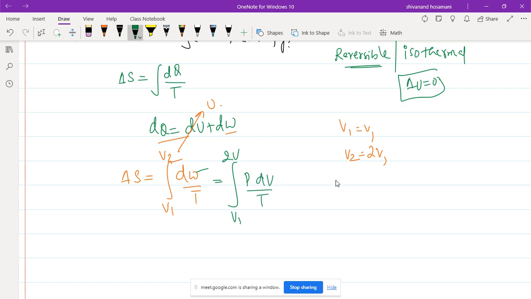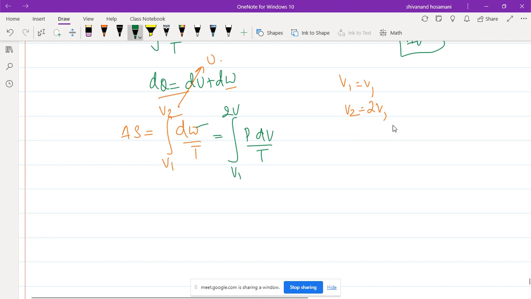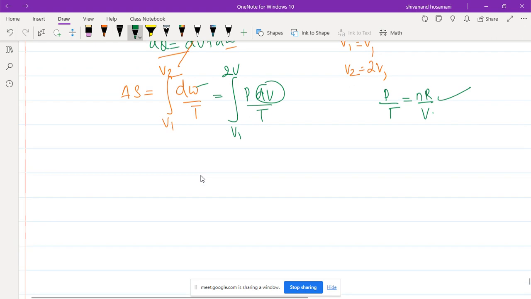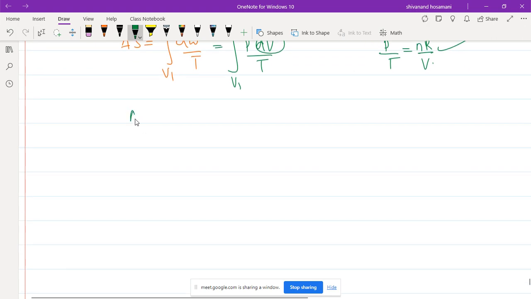Therefore, I know already from the first law of thermodynamics that it is P divided by T. I can write that very well as nR divided by V, because this variable and dV, the whole function is volume-wise, it is easy to integrate. For delta S is equal to nR divided by volume into dV, moving from V1 to 2 times V1. Check it once.